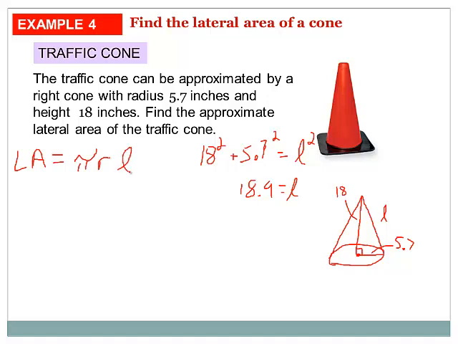From here, we just plug things into the formula. So we have pi. The radius, they said, was 5.7. And the slant height we found to be 18.9. When we multiply that all out together, we should get 338.4. And check back, does it give us the units? It does indeed, so it's inches. And since it's surface area, it would be inches squared.